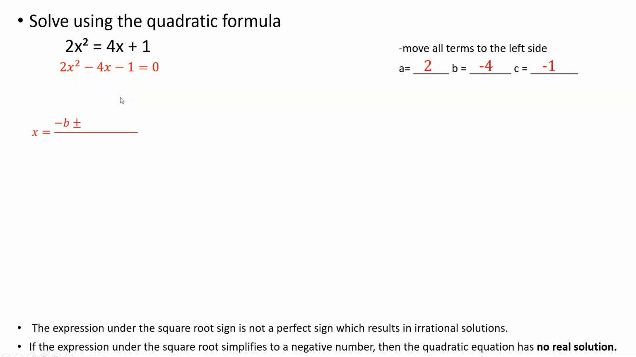Now, x equals negative b plus or minus the square root of b squared minus 4ac all over 2a. Went a little quicker than I was expecting. So we plug those values in.